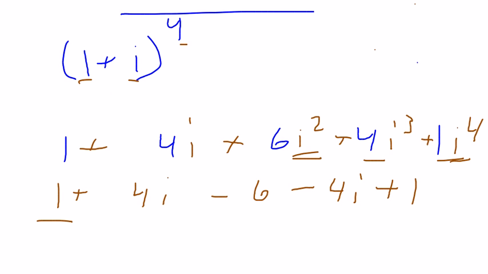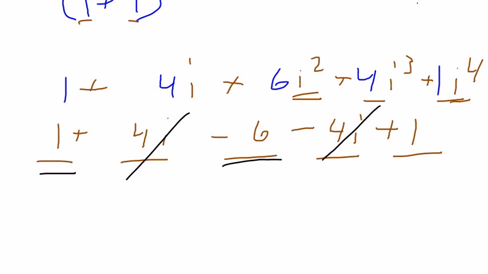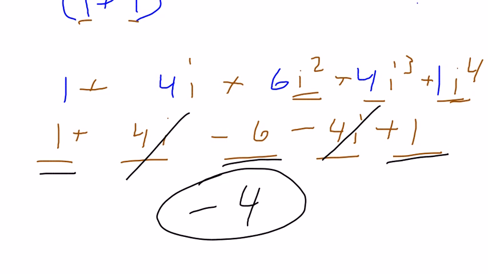So I have 1 plus 4i minus 6 minus 4i plus 1. Well, the 4i's cancel. I'm left with 1 minus 6 plus 1, or negative 4. Okay. This was number 70.